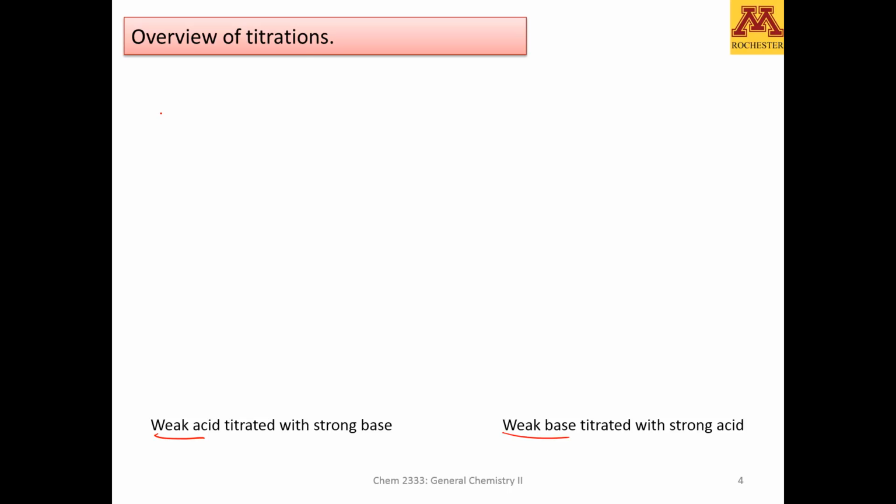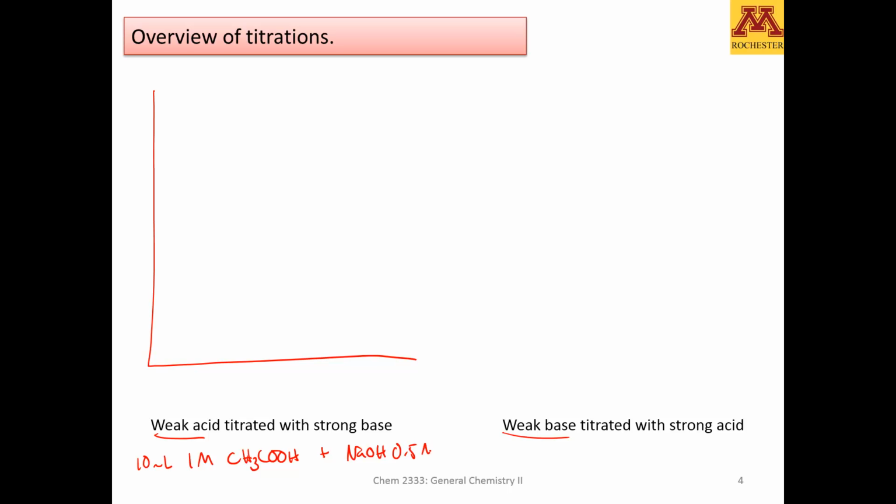First of all, if I'm plotting the titration of a weak acid, say that I have 1 molar, it's fairly concentrated, of a weak acid, say of acetic acid, with sodium hydroxide. Let's say that I have 10 milliliters and sodium hydroxide 0.5 molar.